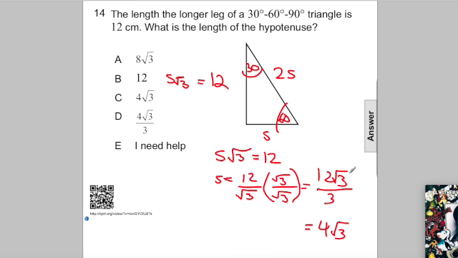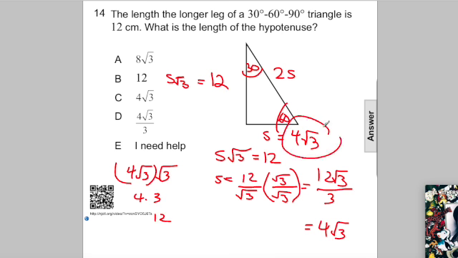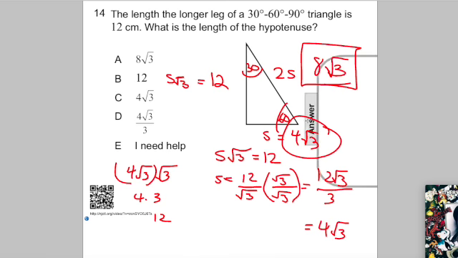And that would be S. S is 4 radical 3. You can test that by multiplying 4 radical 3 with radical 3, which will give you 4 times 3, or 12. And if that's correct, the hypotenuse would be double this. That would be 4 times 2, or 8 radical 3. So our answer is 8 radical 3, or in this case, option A. Okay, this is easy, but it does require practice.